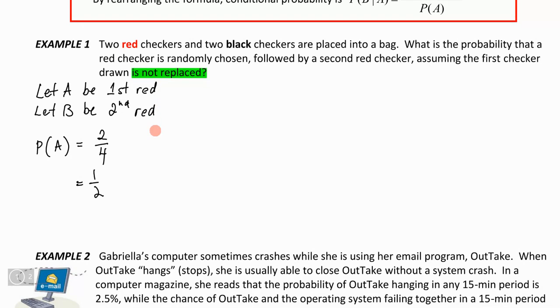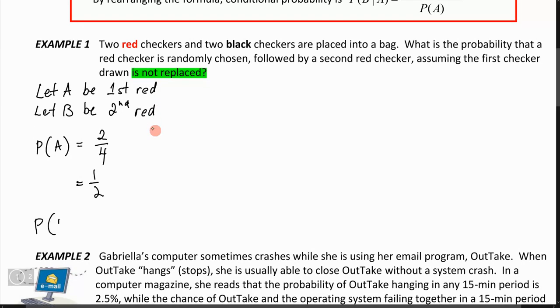But the second event, what happens when you draw your second checker? The probability of drawing a red, given that you've already drawn 1 red, is going to equal, well, there are only 3 checkers left in the bag because we never replaced them, and there is 1 red checker in the bag because we never replaced the first one. So there's only 1 red checker out of 3 total checkers left in the bag. This is what is meant by not replacing the first checker, and this creates this dependency. This event depends on the first event actually happening.